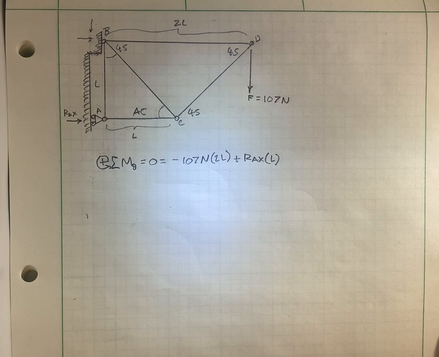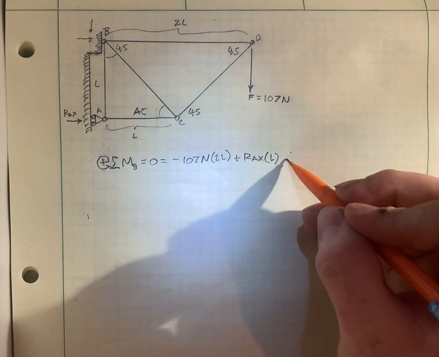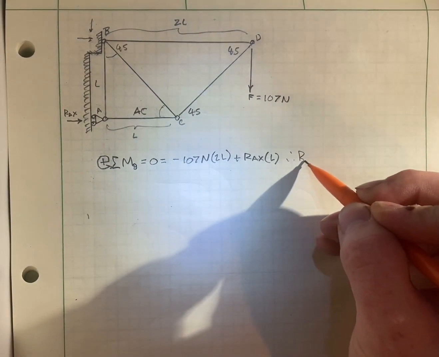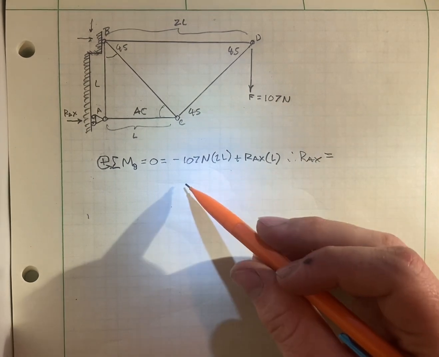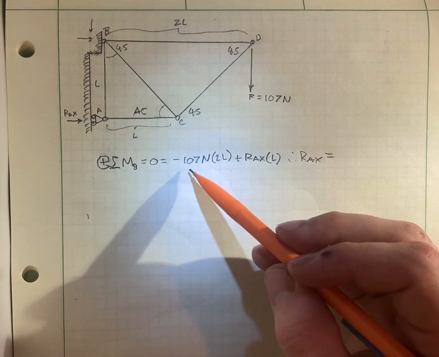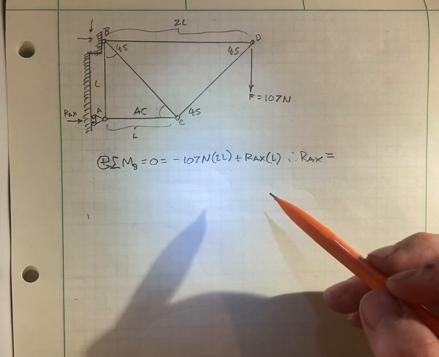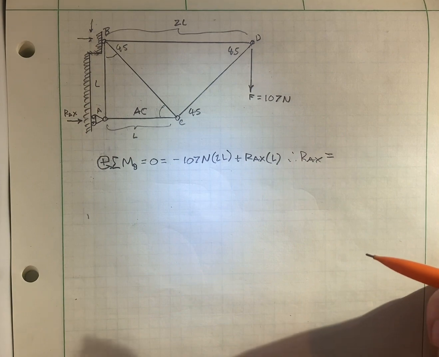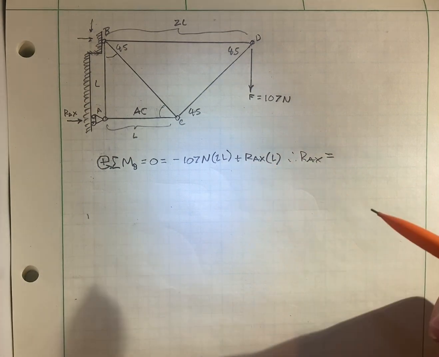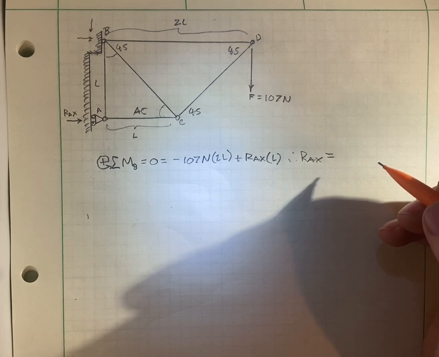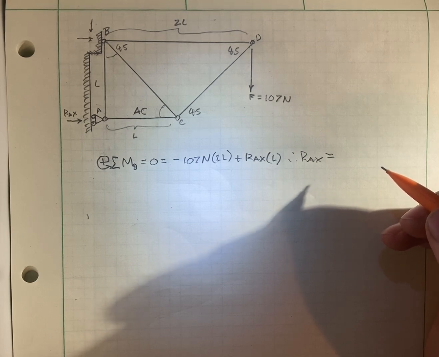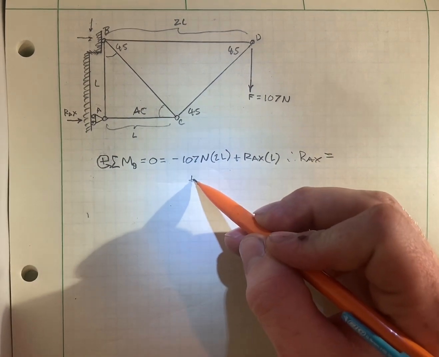All right. Now we can solve for RAX, right? So solve for RAX, and that's going to be, what is it? Put this on the other side, that'd be positive 107, 2L, and then divide by 1L. So that would get rid of an L, and we'd have, that's not how that works, huh? I gotta actually do this out.